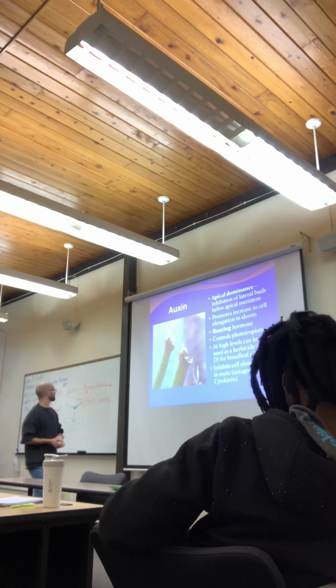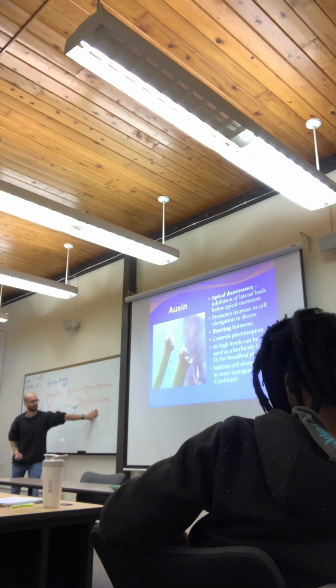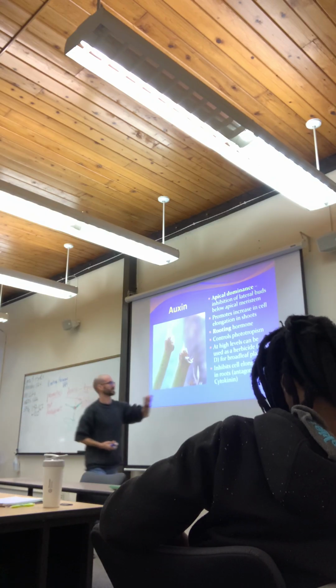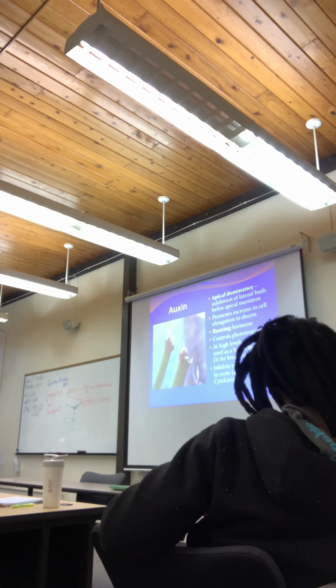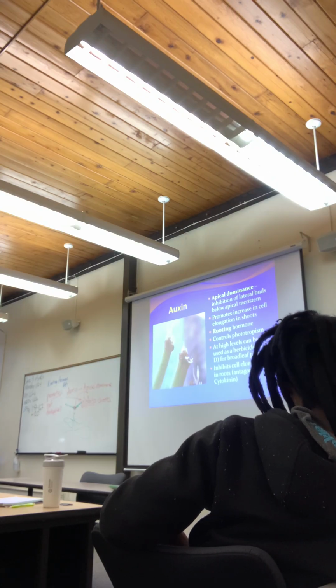So, the big two here with auxin: root development and shoot inhibition. It also has a role in phototropism, which is the plants following the light effect, and I'm going to talk about how that works too. And at really high levels, it's used as a herbicide. You might have heard of 2,4-D. It is a synthetic auxin that's used to kill broadleaf plants.